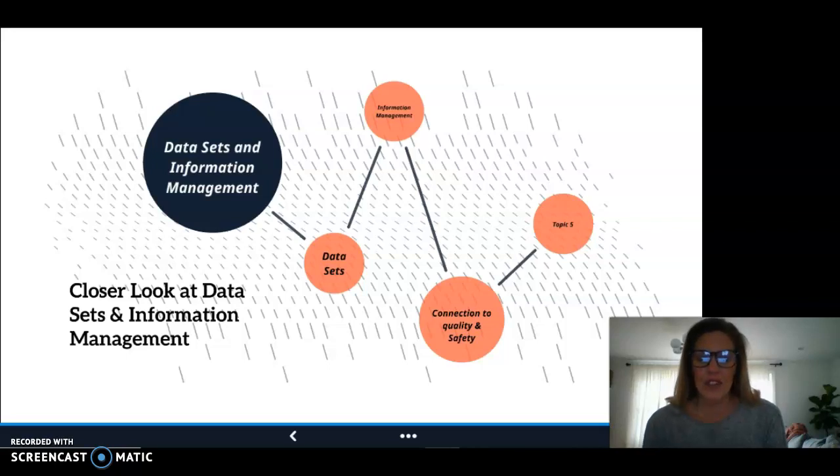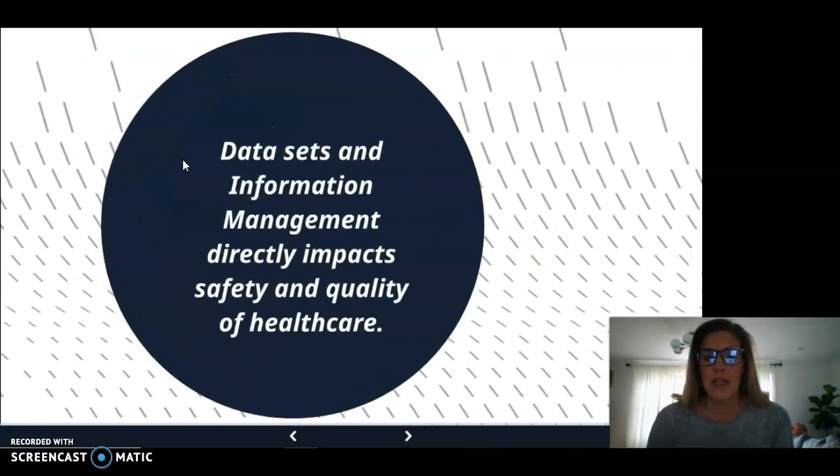Class, Professor Tice here. Today we're going to be discussing data sets and information management and its relation to quality and safety. Let's take a closer look. Data sets and information management directly impact safety and quality of healthcare systems.